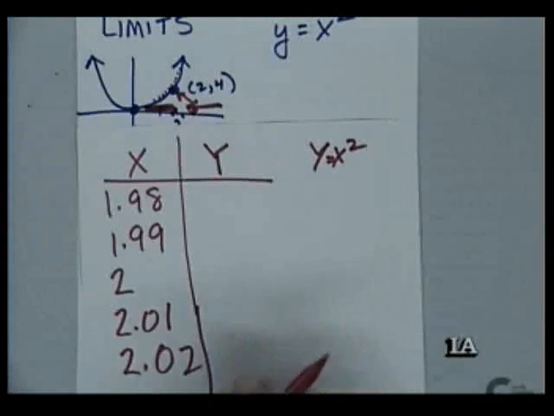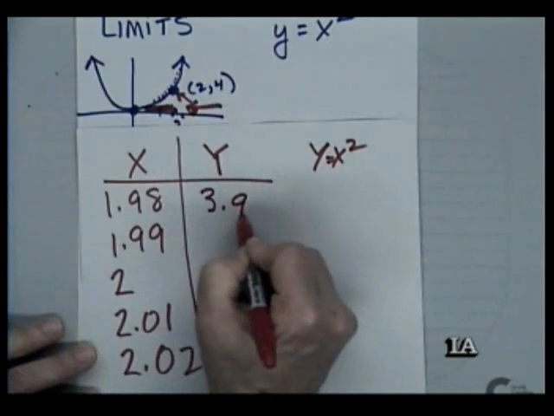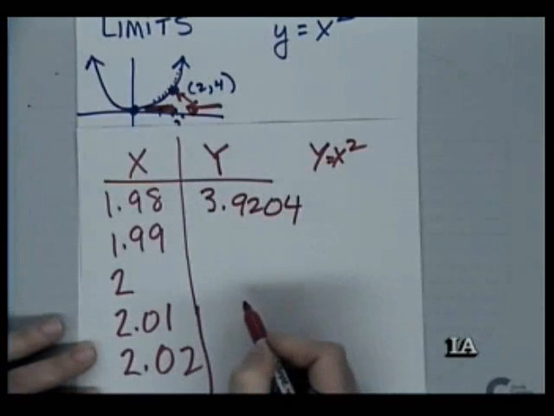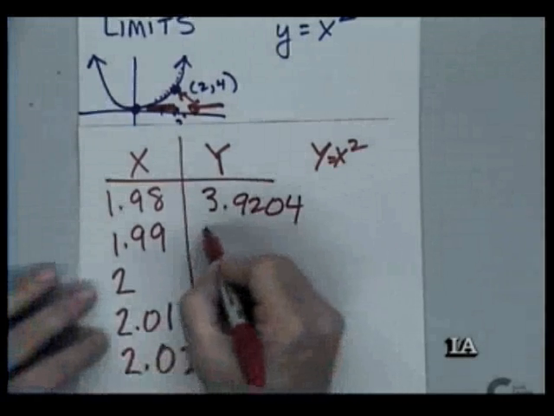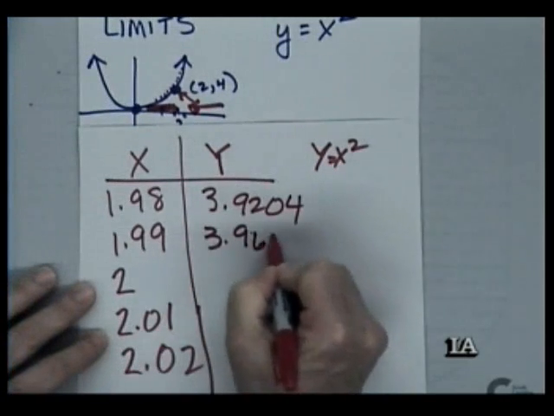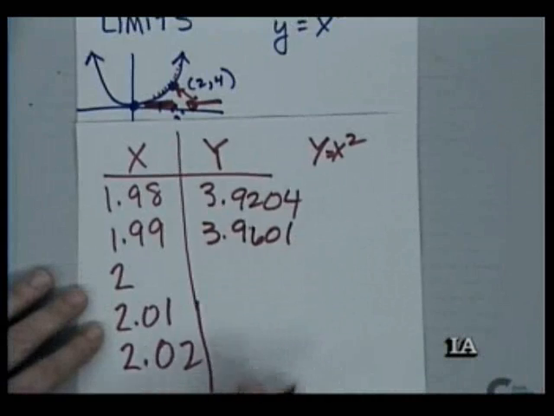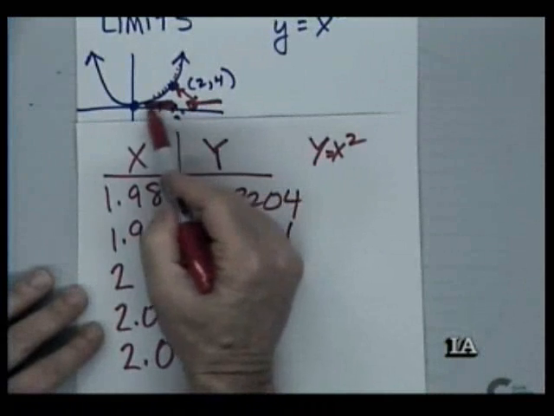Now, I'm going to need my calculator here to get some values. You don't have to go to the calculator. Let me just do 1.98 squared. Oops, I got to turn the calculator on. 1.98 squared is 3.9204. And 1.99 squared is 3.9601. Now, notice I said as I get closer and closer and closer to 2.